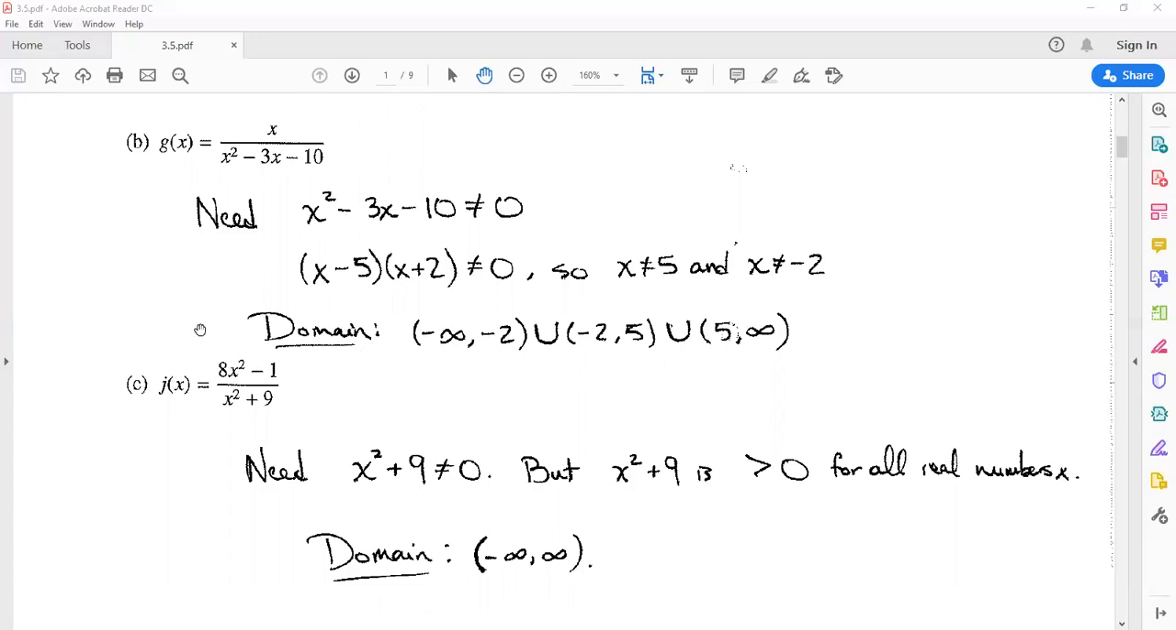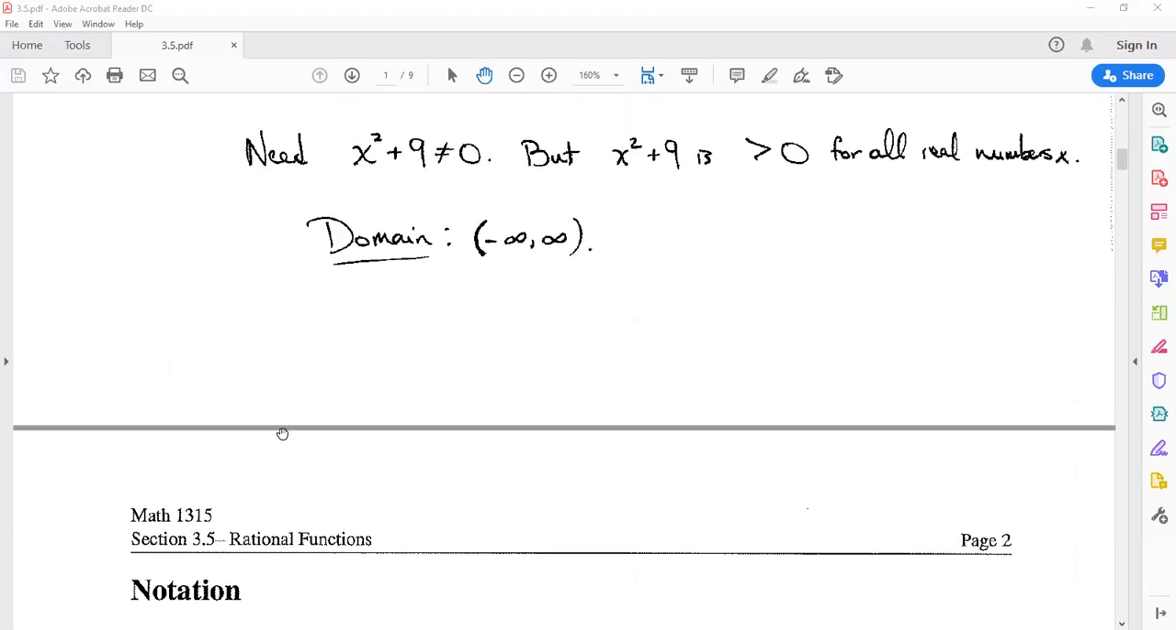Good. So that's the only thing going on with the domain of a rational function: you just need to make sure that the denominator is not equal to 0.